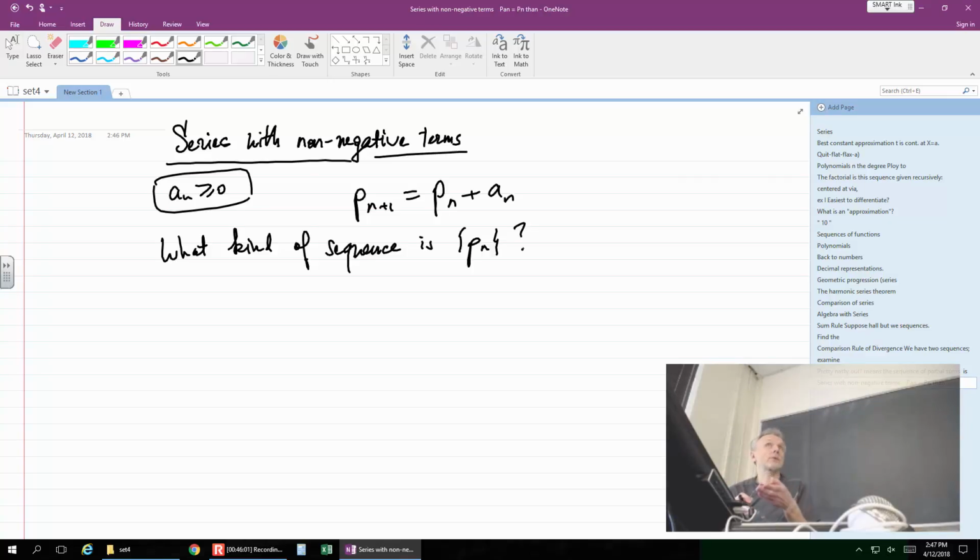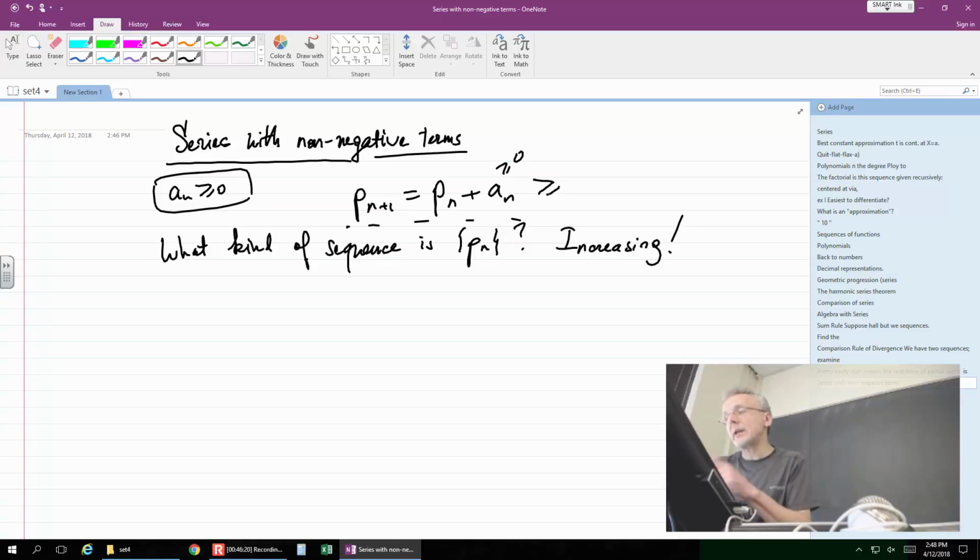You add more and more, so it would be divergent? No, not necessarily. It will be increasing. Increasing sequence, yes, because we are adding a non-negative number every time. So pn plus 1 is pn plus an, which is larger than or equal to pn. It is just an increasing behavior that we see. So the partial sums might grow to infinity like this, or they still might stop and level out.